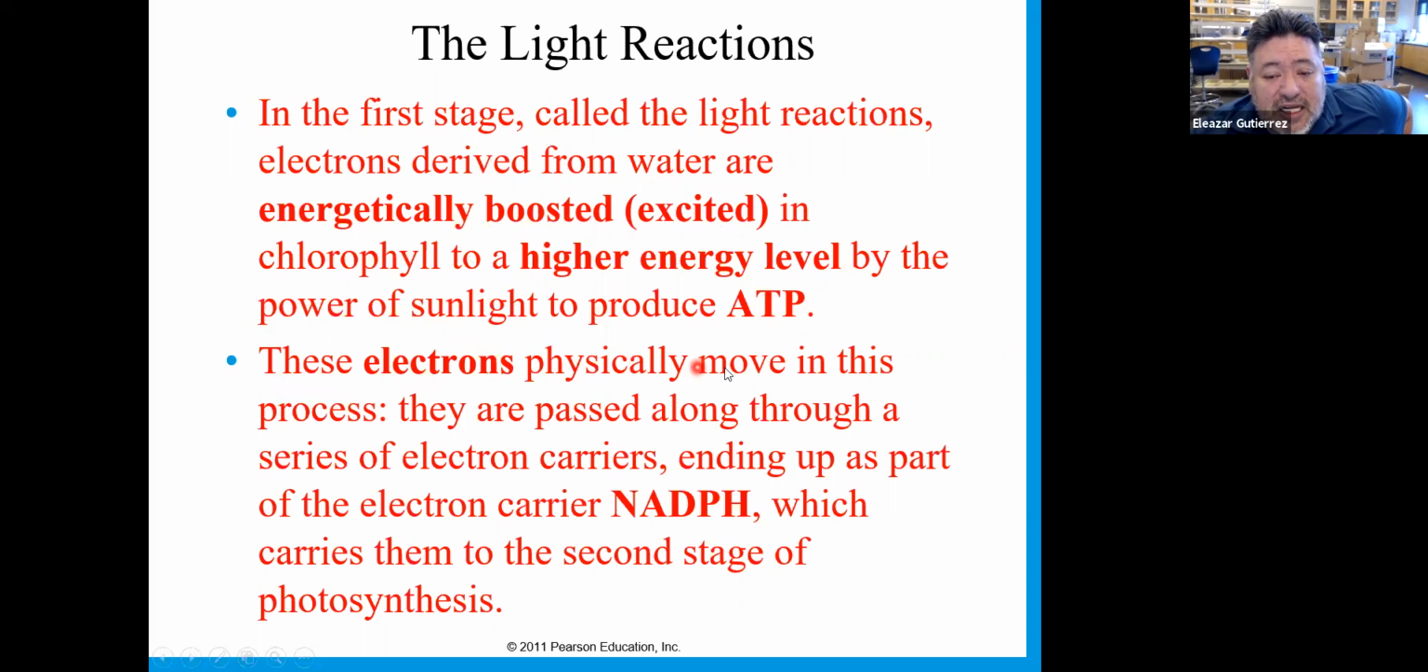These electrons physically move in this process. They're passed along through a series of electron carriers, ending up as part of the electron carrier NADPH, which carries them to the second stage of photosynthesis. So in other words, the first stage of the light reactions produces what? ATP. Okay. The second stage of the light reactions produces what?